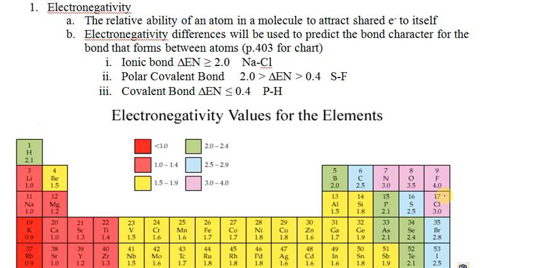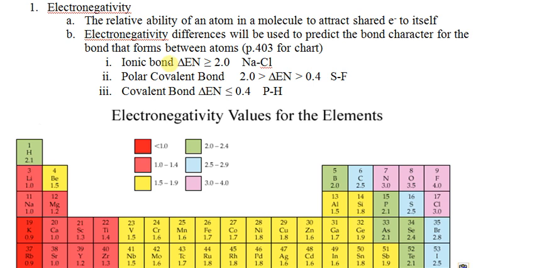And typically, the way that we're going to be calculating our bond character is through the use of electronegativity difference, so that delta in electronegativity. And if it's greater than or equal to 2.0, for this course, we're going to call that an ionic bond. And if it's between 2.0 and 0.4, we're going to call that a polar covalent bond. And if it's less than or equal to 0.4, we'll call that a covalent bond.